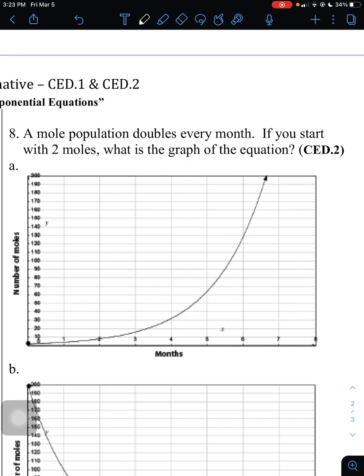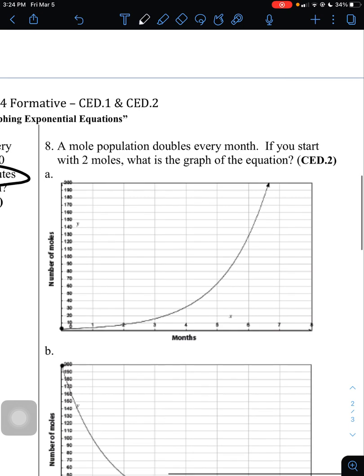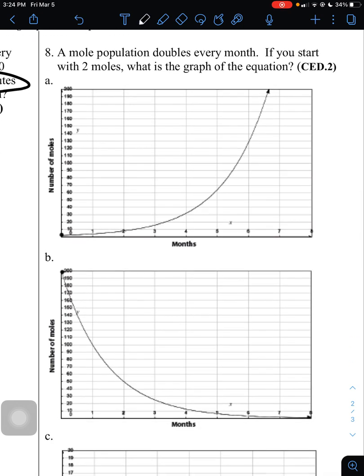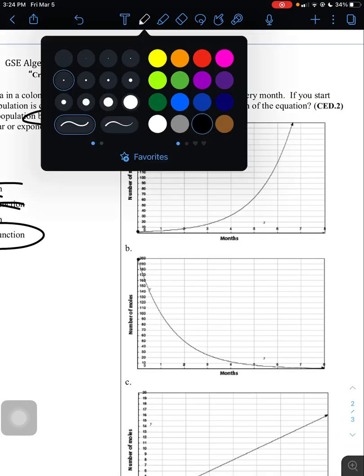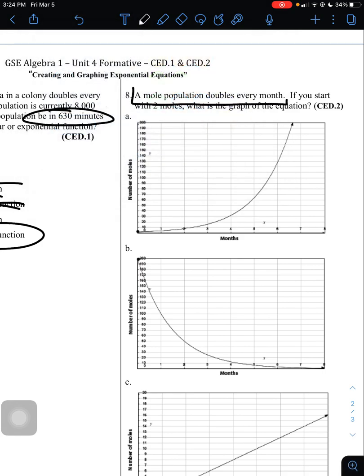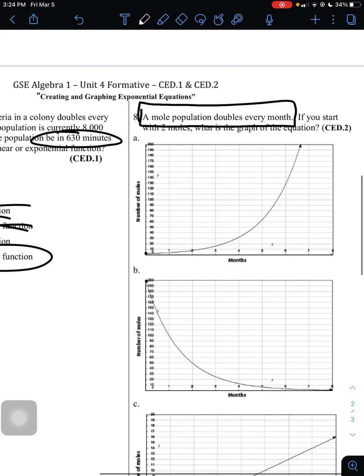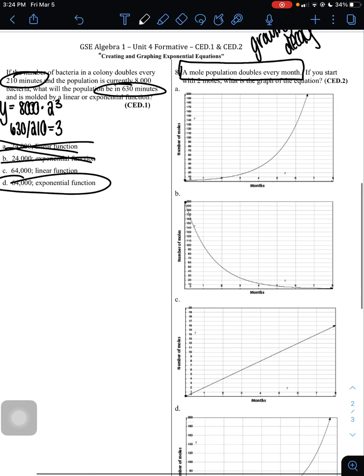A mole population doubles every month, and it says we started with 2 moles. They want a graph of this equation. So, you guys, I don't want you to pay too much attention to the details here because you have enough knowledge to be able to attach which graph is appropriate for this scenario. So what I want us to look at first, it says the mole population is doubling every month. So is our population growing or decaying? Hopefully you guys say that our population is growing.